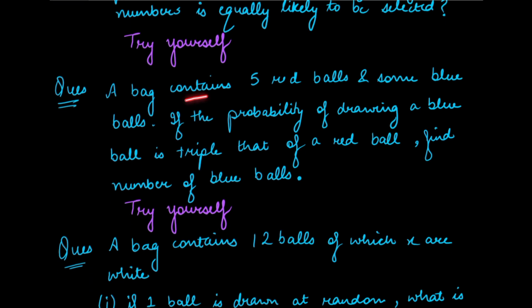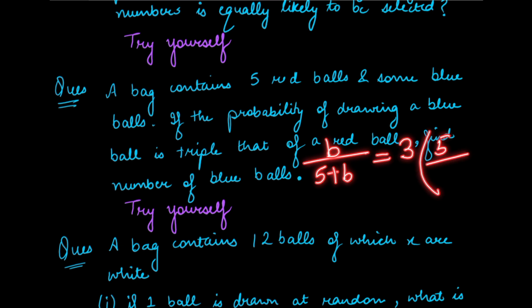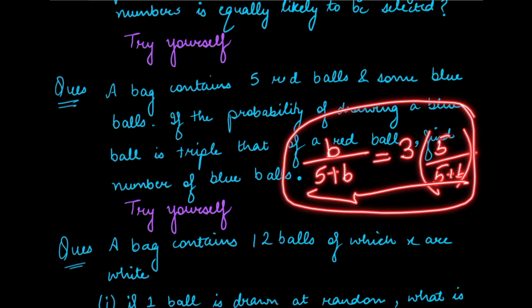Next question. A bag contains 5 red balls, some blue balls. If the probability of drawing a blue ball is triple that of a red ball, find the number of blue balls. It is also a very simple question. Let's say the number of blue balls is B. So the total number of balls is 5 plus B. What is the probability of a blue ball? B by 5 plus B, and that is 3 times that of a red ball, 5 by 5 plus B. Solving this equation, we can find the number of blue balls.